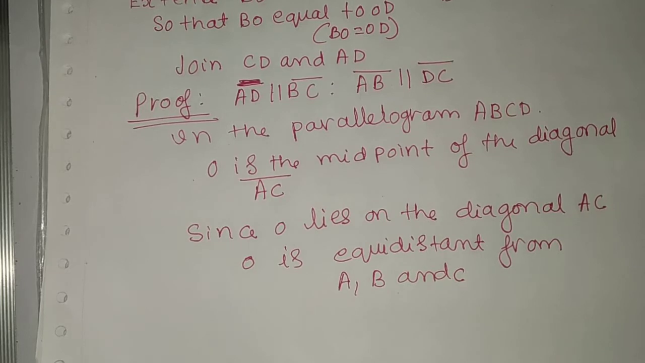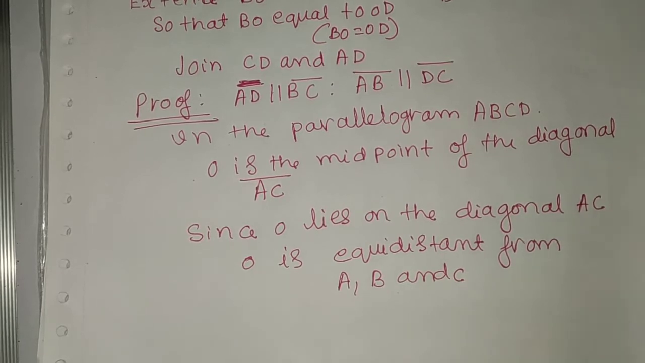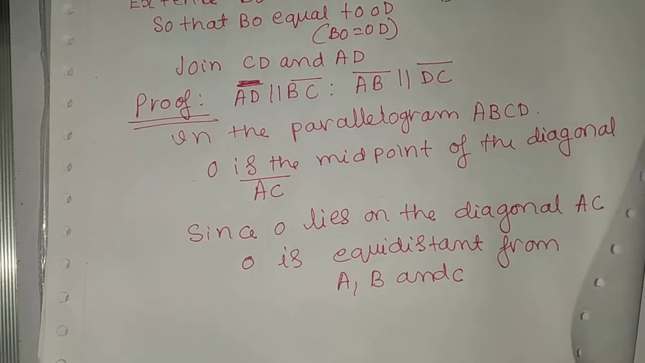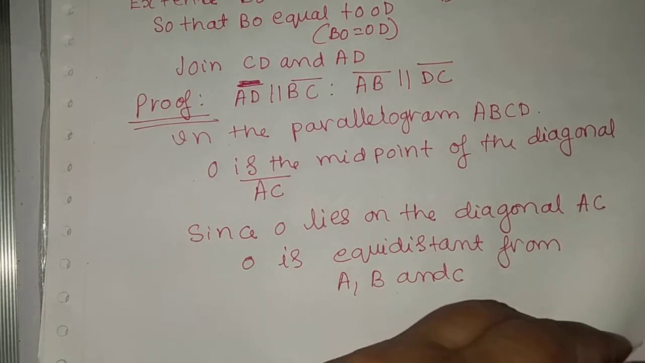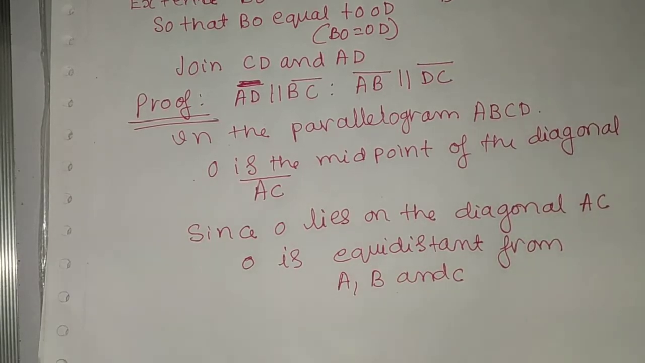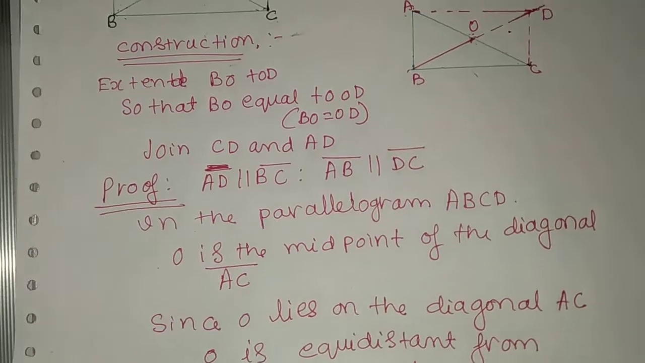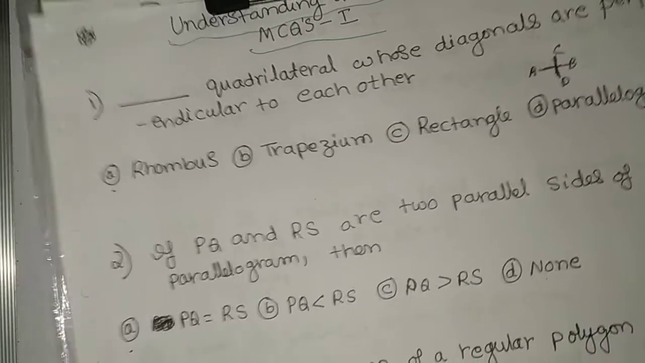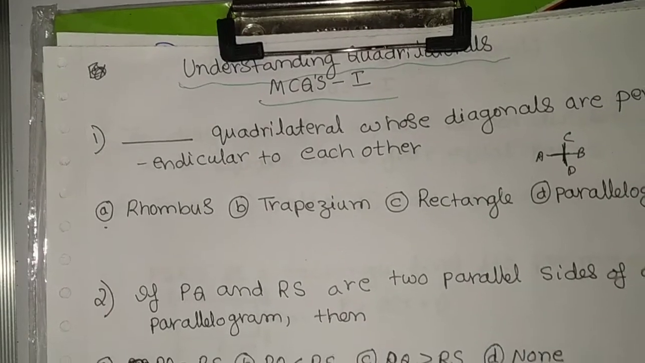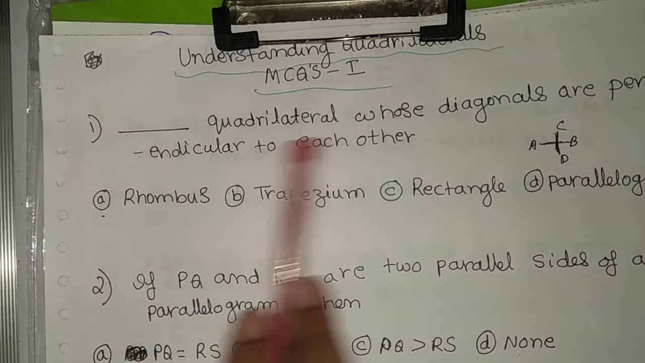So this completes chapter 3. So we next move on to the multiple choice questions of this chapter. For this we'll start the first question. So what is the first question? Understanding quadrilaterals MCQ 1 is.